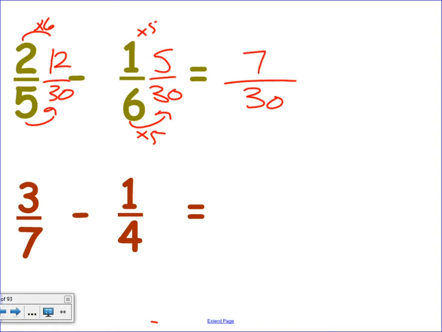Okay, so 7 30ths, can I simplify? No. Because 7's a prime number and it doesn't go into 30 if you know your 7 times tables. Okay, good. Can I just copy? Yeah.